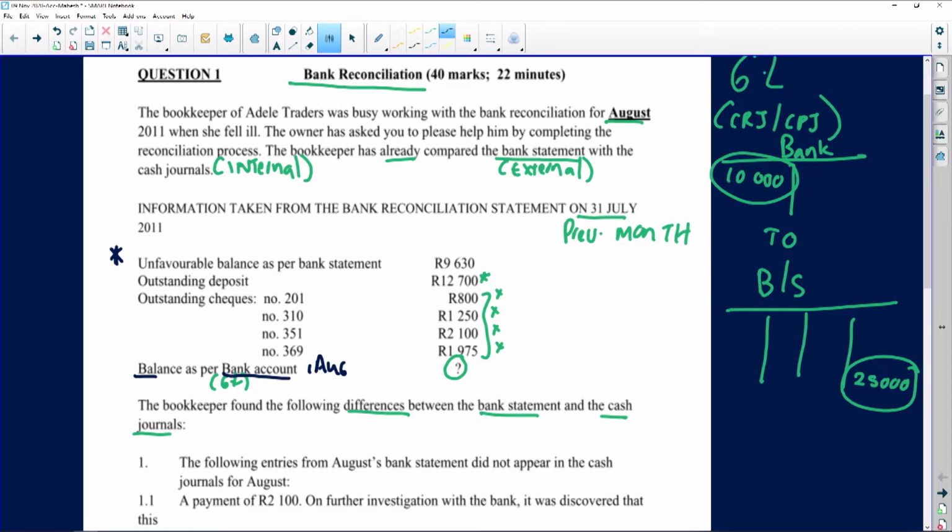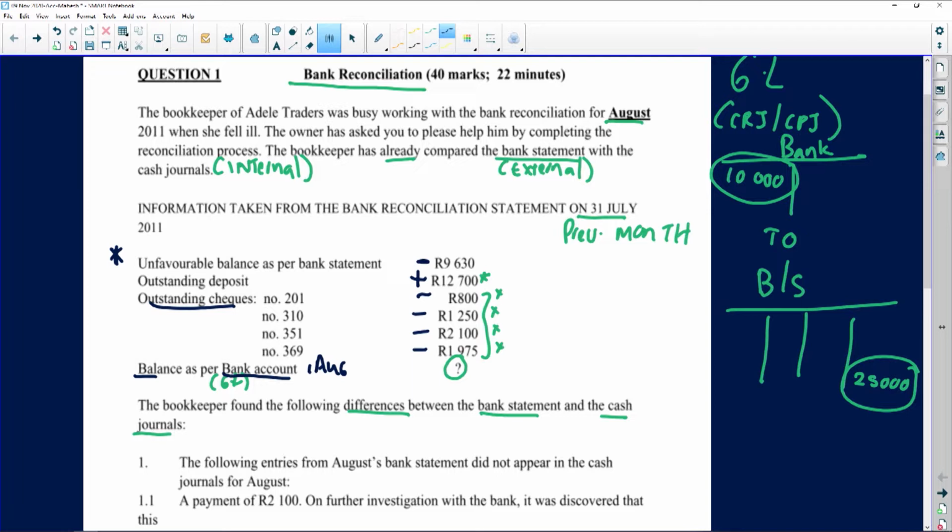Okay, so let's begin. Balance as per bank on the 1st of August. So remember, you started off with an unfavorable balance of 9,630, and I'm going to put a minus next to that. So a negative 9,630. An outstanding deposit, so obviously a deposit increases your bank balance. So next to that 12,700, as you can see, I've put a plus. Then we've got 4 outstanding checks. Now remember guys, a check decreases your bank balance. So each of these amounts is going to reduce our bank balance.